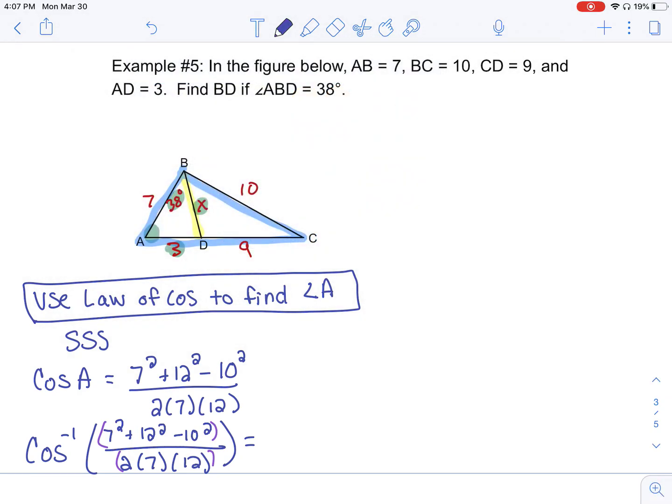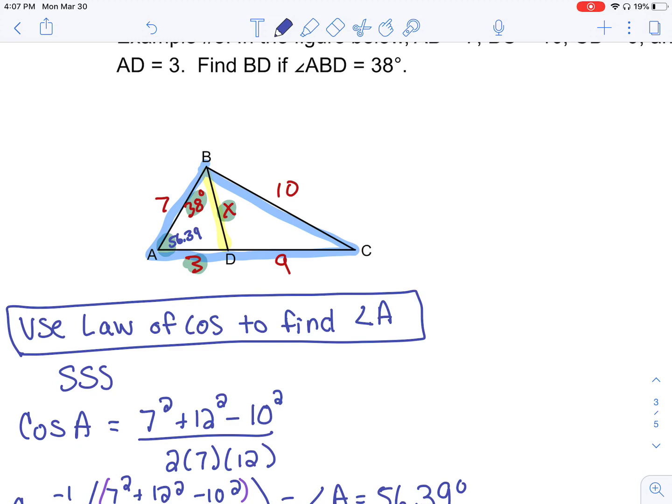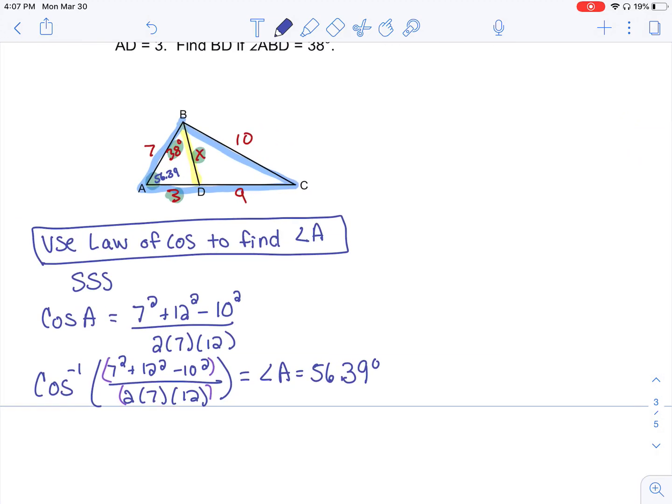So I end up getting that angle A is equal to 56.39 degrees. I now have what I need to use law of sines in the smaller triangle to help me solve for x. So now I'm going to use law of sines to find x.